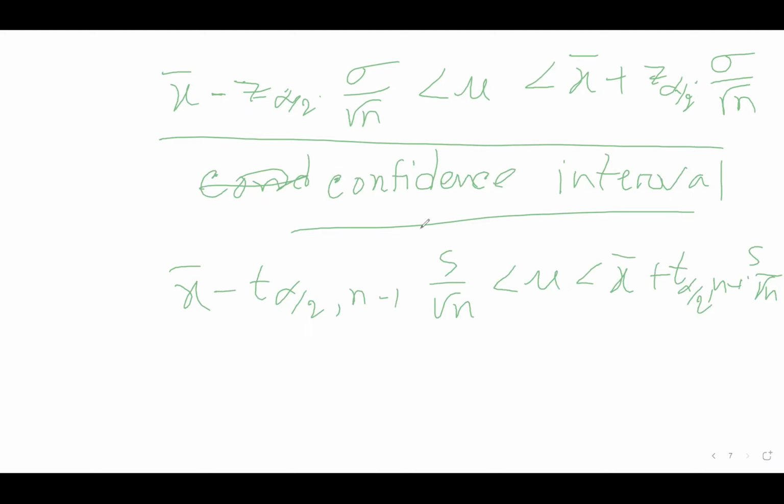So if you use the t distribution, if s is given and n is small, then you can use this one.